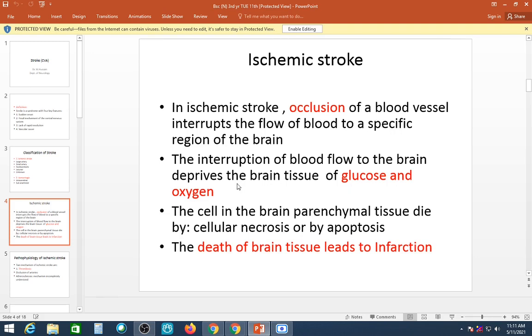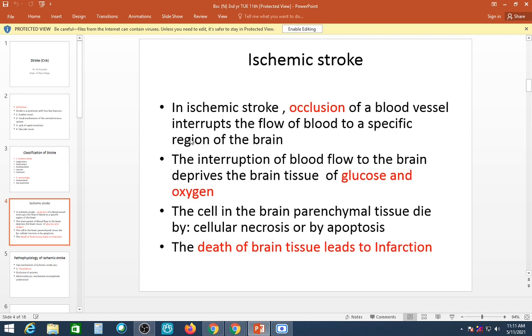So the brain is not getting its nutrition. What will happen when the cell does not get its nutrition? The cell is going to die. So the cells in the brain parenchyma and the tissue die. How do they die? By cellular necrosis or a process called apoptosis. This death of the brain tissue leads to infarction or ischemic stroke.